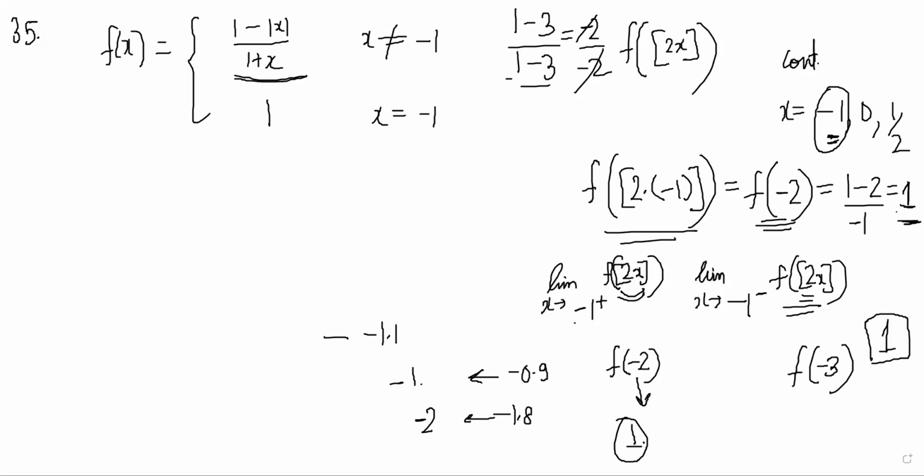Okay, 38. The 38th one is: find the value of f(0) so that the function becomes continuous. So basically you have to find limits, right? Whatever is the value of the limit, that should be the value of f(0), right? Correct. So limit x tends to 0, you have to find for this particular function.